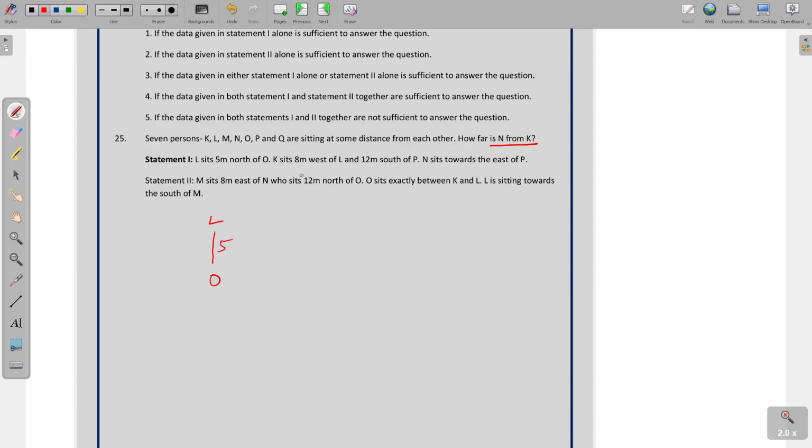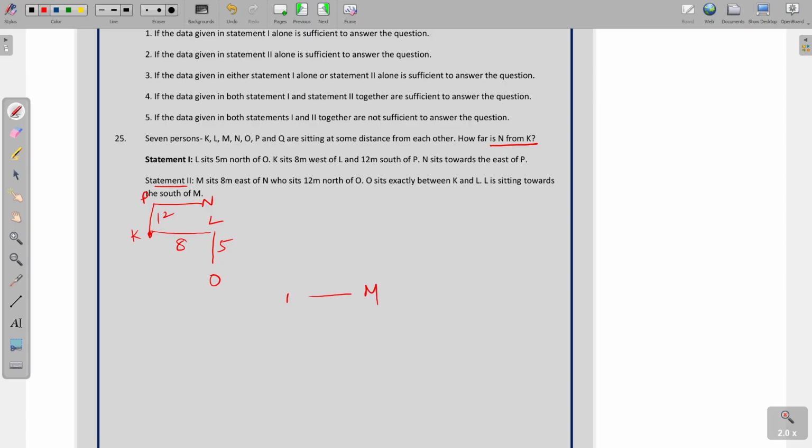And next, K sits 8 meters to the west of L. So 8 meters to the west of L, it is K. O is 12 meters to the south of P. So 12 meters to the south of P. And next, N sits towards the east of P. So N sits towards the east of P. We don't know how much the distance is here. That is the first one. And next one, see the second statement once. M sits 8 meters to the east of N.